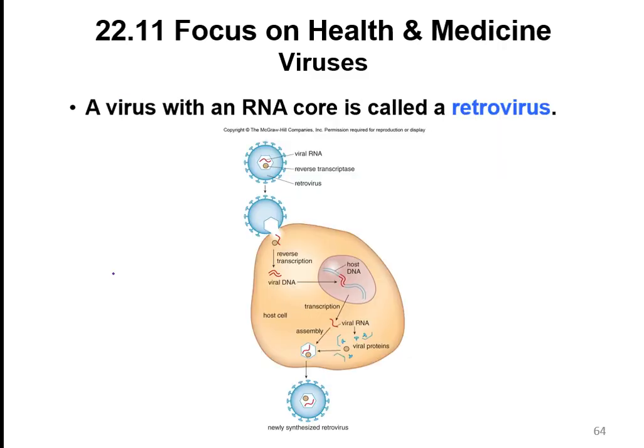Okay. So basically, a virus with an RNA core is called a retrovirus. Okay, so here they kind of show an example. I decided to use purple.